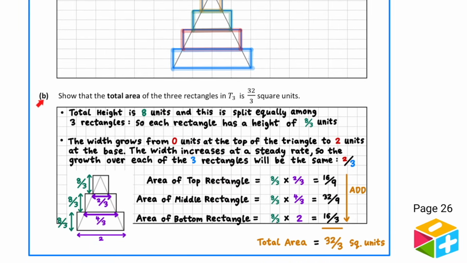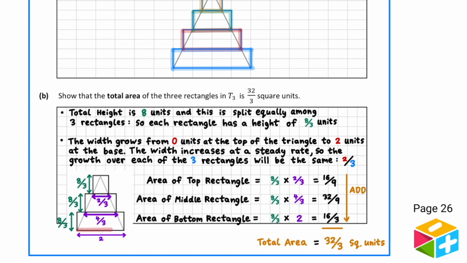In part B, we must show that the total area of the 3 rectangles in T3 is 32 over 3 square units. To tackle this question, we should try to find the area of each rectangle individually. To do this, we should try to find the height and the width of each rectangle. The total height of the triangle is 8 units. Since this is split equally among the 3 rectangles, each rectangle will have a height of 8 over 3 units.